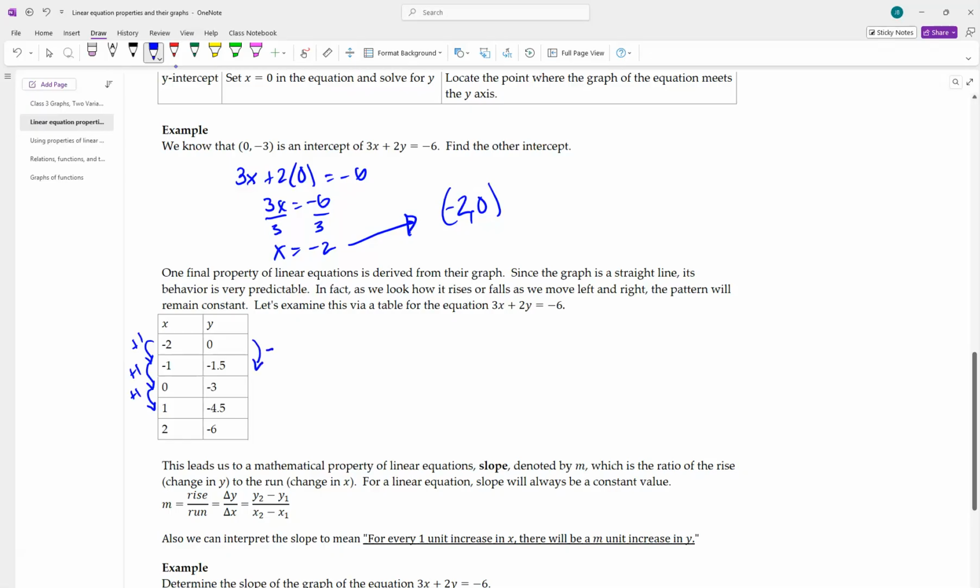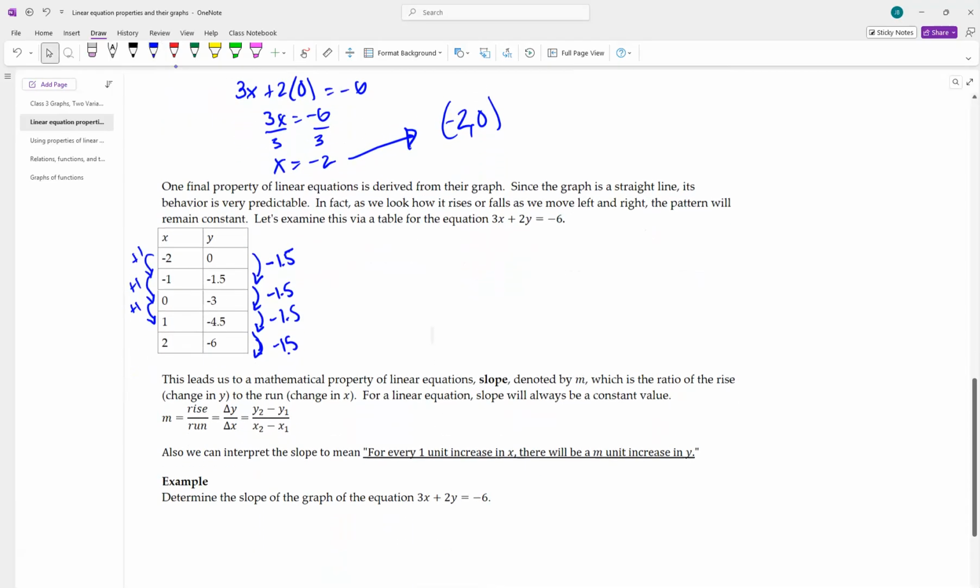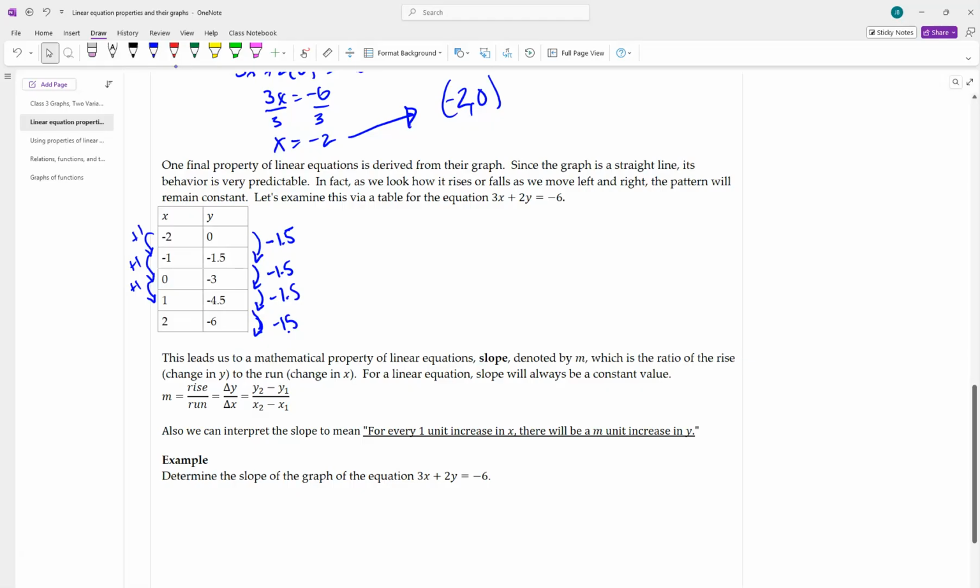Well, y is decreasing by 1.5 here, and then decreases by 1.5 here and here and here. And so this change amount for a linear equation is always going to be constant in y. And that leads us to this idea of slope, which is the ratio of how the y value changes to how the x value changes. And so you can see the formula, and you probably remember this is rise over run.